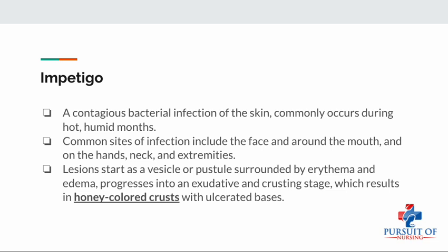It commonly occurs in hot, humid months, most commonly on the face, around the mouth, or on the hands, neck, or extremities. So these lesions will begin as a vesicle or pustule surrounded by erythema, and then it progresses into an exudative and crusting stage, which then results in honey-colored crust with ulcerated bases.